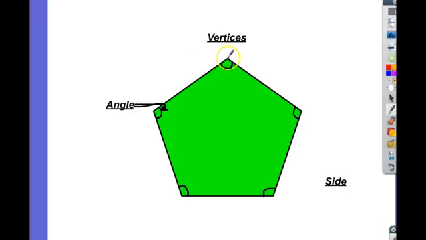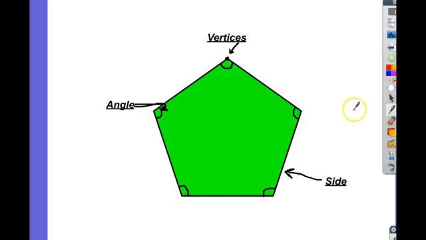Now when I'm talking about a vertices, that's this little point right here. It's where two line segments meet together. So when I'm talking about a singular vertices, I'm going to call it a vertex. But when I'm talking about more than one vertex, it's called a vertices, or they are called vertices. And last but not least is a side. Those are these line segments right here. This is a line segment, this is a line segment, this is a line segment, and this is a line segment, and this is a line segment. And so we can call them line segments or sides.